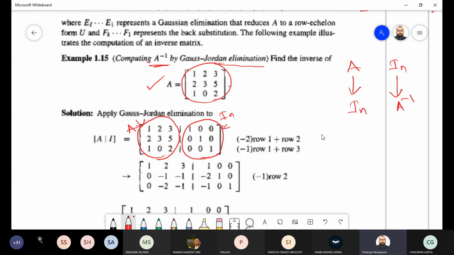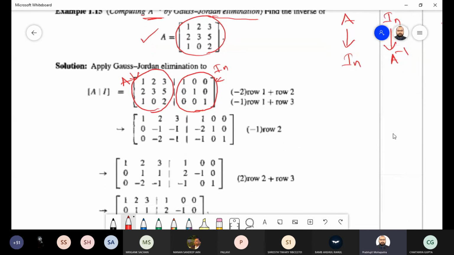Okay. So now let us do the operations to get the identity matrix. How are we going to get the identity matrix from A? We have to make this position 0, and this position 1, then this position 0, then again this position 1. So first, what is the operation? Row 2 as minus 2 times row 1 plus row 2. That is what you have to do.